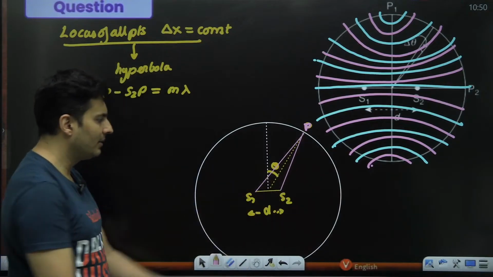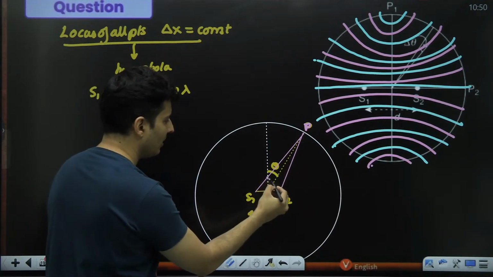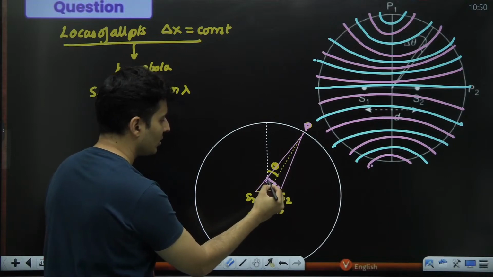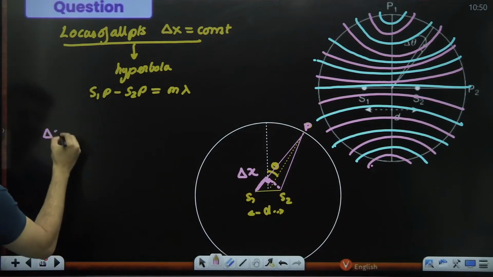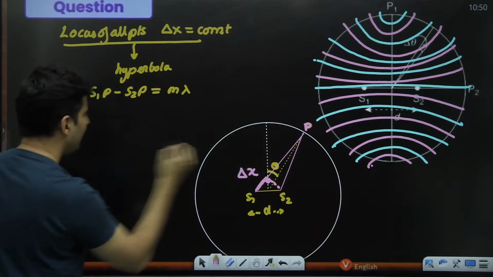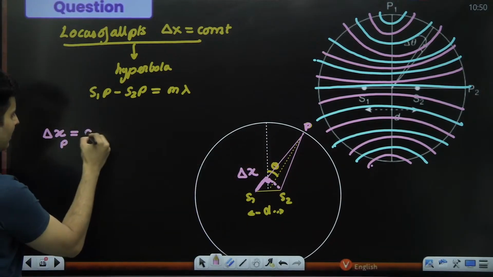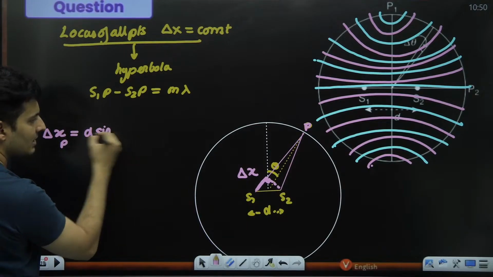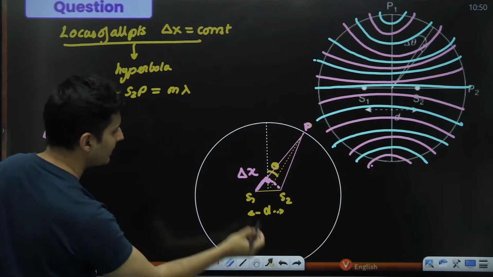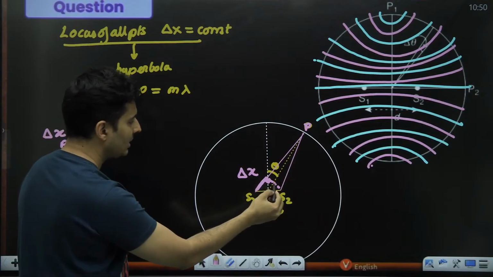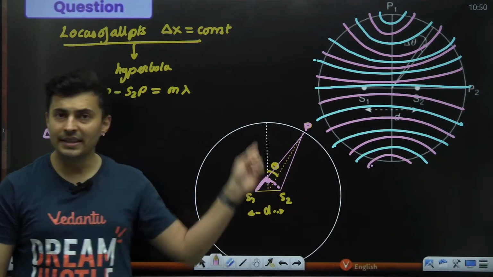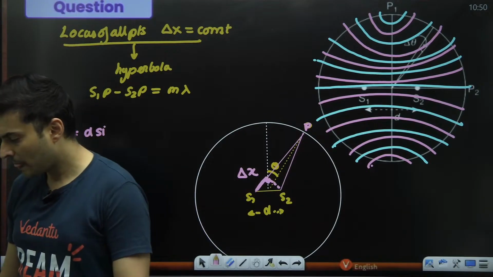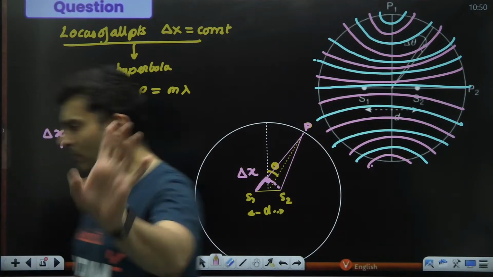And the path difference will be just obtained by drawing a perpendicular. So this particular length will be your delta x. So our delta x at any point P will be nothing but d sine theta or cos theta. Let's see, if this is theta, then check this out. This will also be theta, then this will also be theta. Everyone with me? Yes.